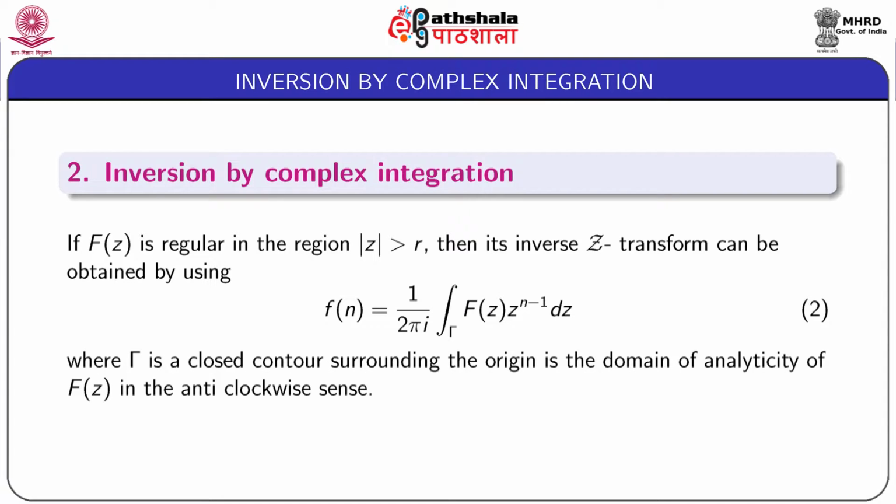Next method is to find inversion by complex integration. If capital Fz is regular in the region mod z greater than r, then its inverse transform can be obtained by using the formula Fn equal to 1 by twice pi i integral over gamma Fz z to the power n minus 1 dz, as given by equation 2, where gamma is a closed contour surrounding the origin in the domain of analyticity of capital Fz in the anticlockwise sense.